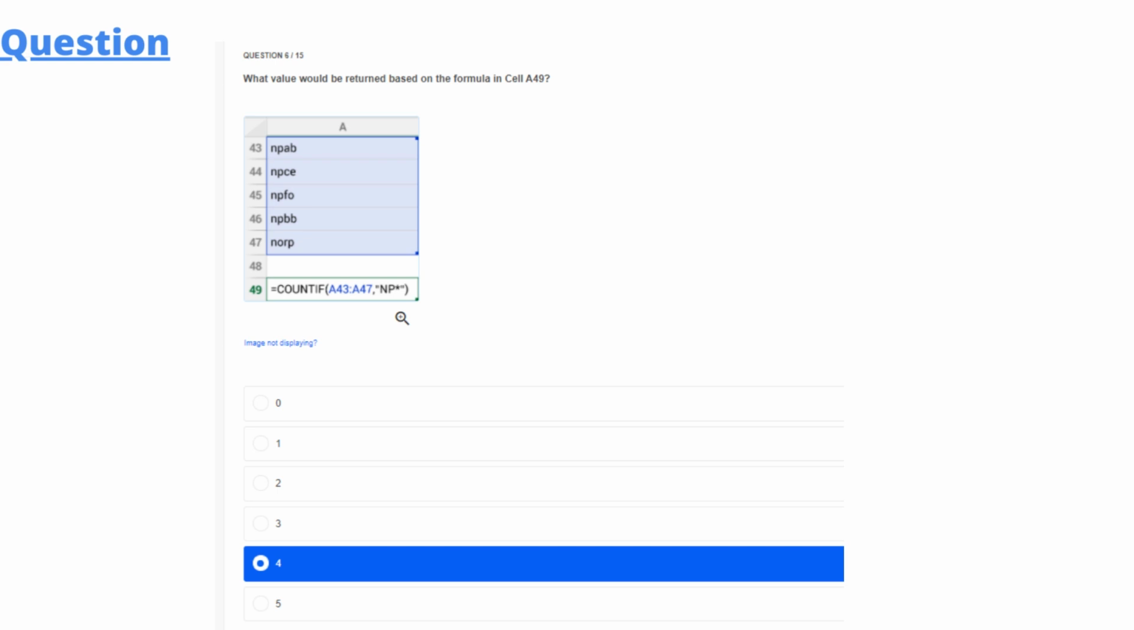So there is a formula given, and what it's asking is what value will be returned if the formula is applied on A49. The formula is COUNTIF A43/A49NP. So the correct answer of the question is 4. The given options are 0, 1, 2, 3, 4, 5.